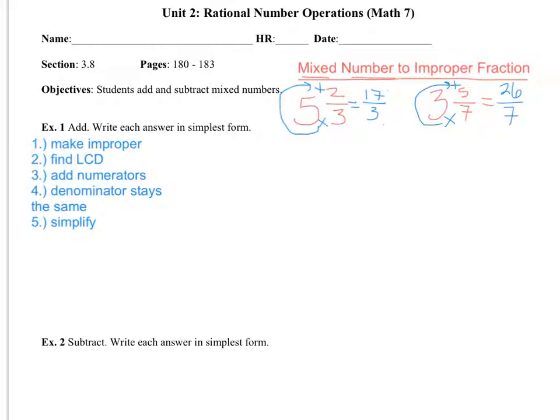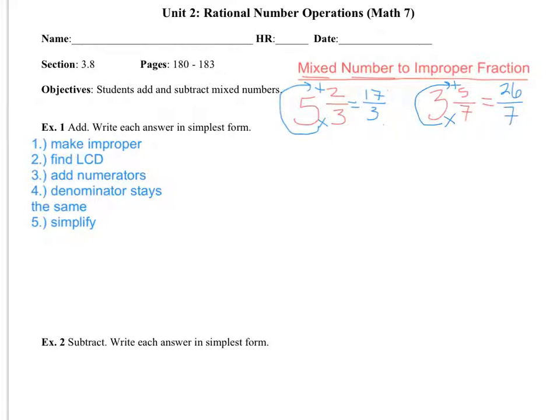All right, over here under example 1, we're going to add mixed numbers and make sure they're in simplest form. In the graphic organizer that we're using in class, these are explained in more detail. This is just a kind of a checklist to make sure I'm doing everything I need to do. So first thing, make improper, find the least common denominator. We're going to add the numerators, keep the denominator the same, and then simplify.